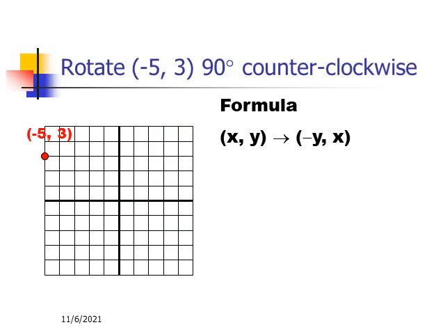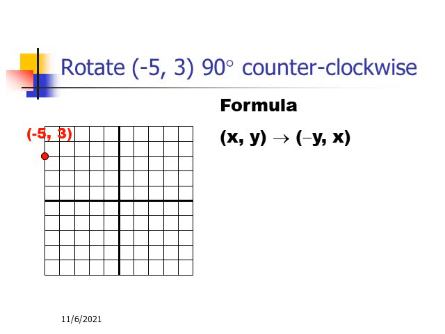Give me another example. Okay: rotate (-5, 3) 90 degrees counter-clockwise. So here in the rotation I have (-5, 3), and I want 90. Do you remember my rule? I write it for you now: change places, give sign to the first. Counter, first.